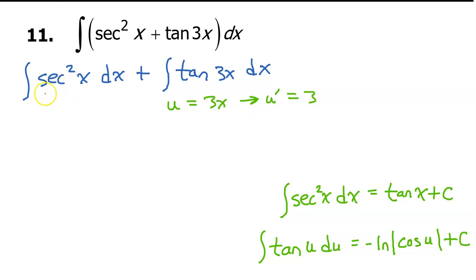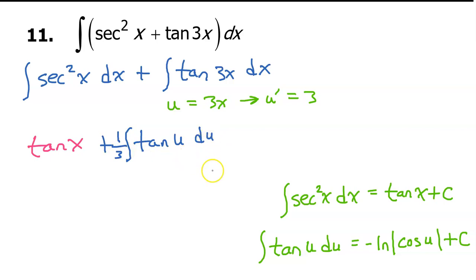So I will go ahead and integrate the first term. As I mentioned a minute ago, the integral of secant squared is tangent. So I'm going to end up with tangent x, and I will save the plus c for later. For now, I will do the u substitution for the second integral. So I'm going to have the integral of tangent u. Instead of dx, I will write du over u prime. U prime is 3, so I'm dividing by 3, but I'm going to write that as a 1/3 out in the front.